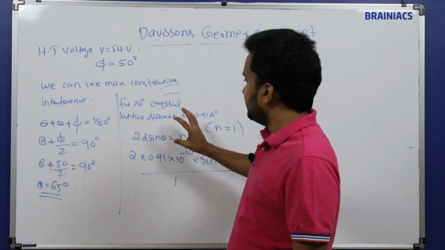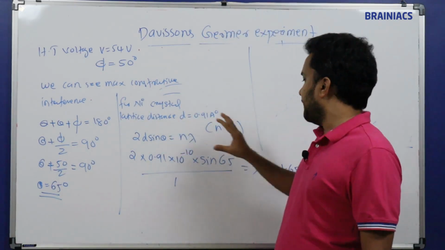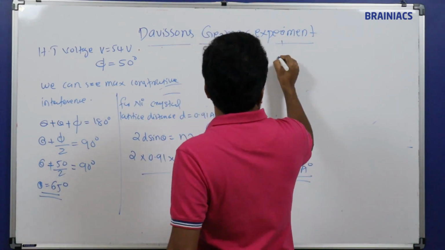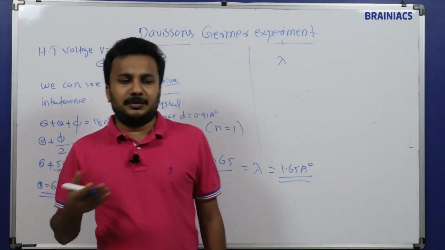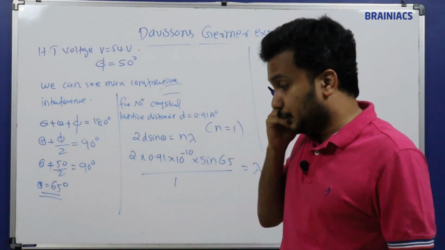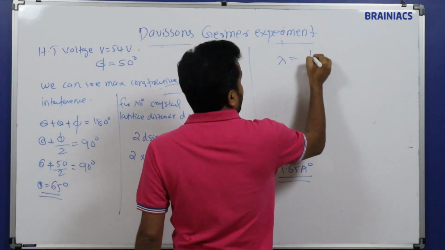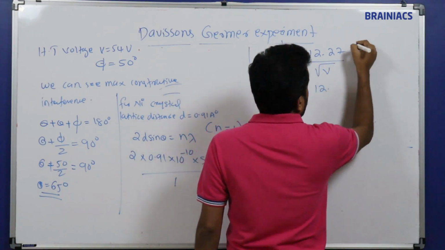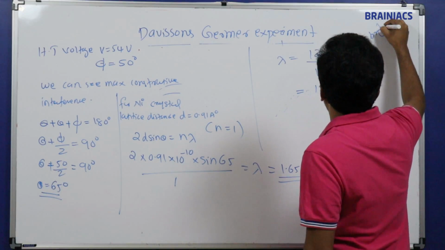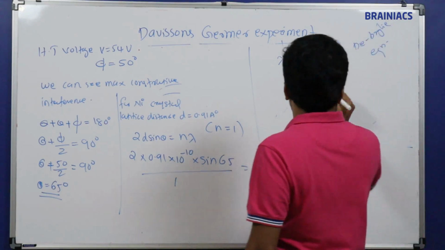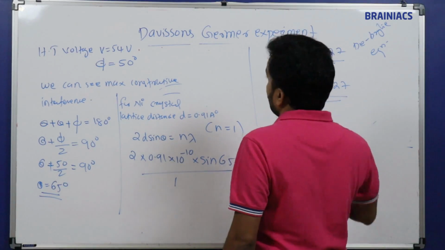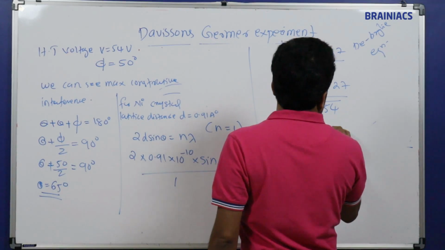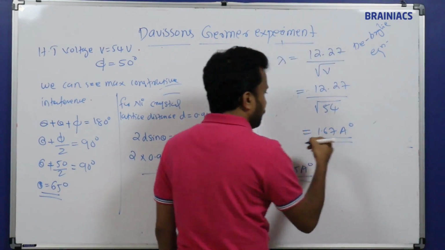Then this value we substituted in the Bragg's equation, and from the Bragg's equation we got a value of lambda equal to 1.65. Then what we have done means, okay, Davisson-Germer is also told, it is similar to the de Broglie equation, right? We have the de Broglie formula, 12.27 divided by root V. V is how much? V is 54 volt. If you substitute it here, we'll get 1.67 angstrom, approximately equivalent.